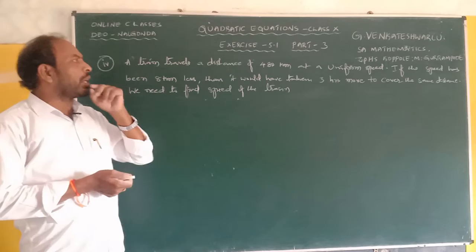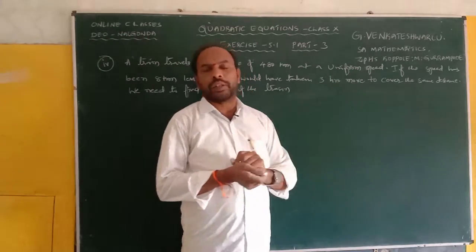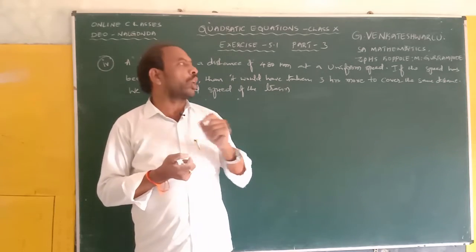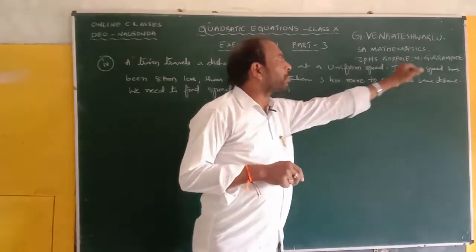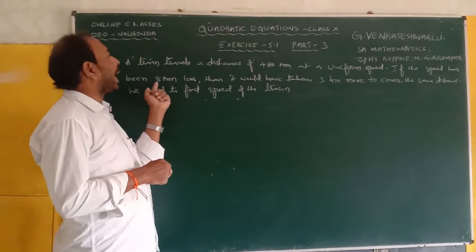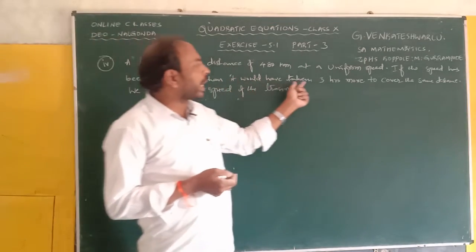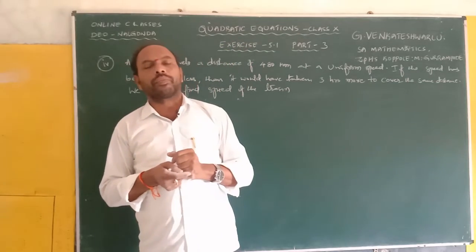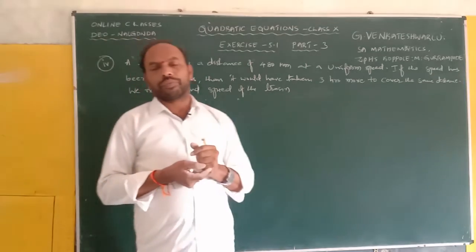A train travels a distance of 480 kilometers at a uniform speed. In the second case, if the speed has been 8 kilometers less, then it would have taken 3 hours more to cover the same distance. Then find the uniform speed of the train.